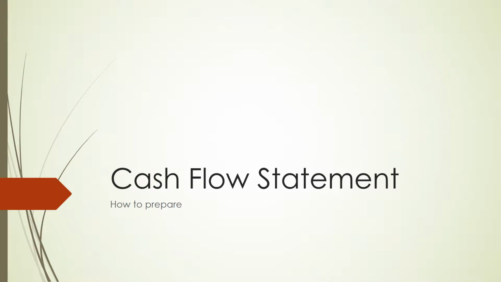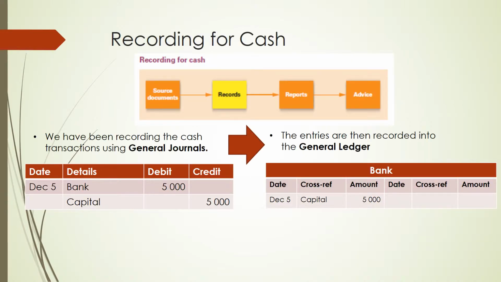In this video, I'm going to show you how to prepare the cash flow statement. So previously, we have been focusing on recording for cash using the general journals, which are then posted into the general ledger of the bank account. So here is an example of a transaction on the 5th of December where there was a capital contribution of $5,000. Once the general journal has been taken up, it is then posted into the general ledger of the bank account on the debit side for the amount of $5,000 with a cross-reference of capital account.